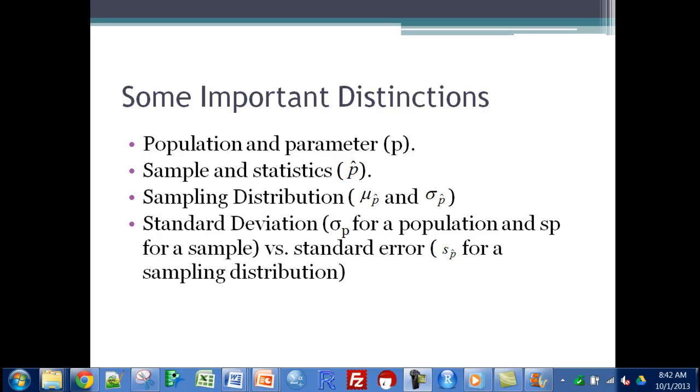To recap, let's look at some distinctions we've already made at the beginning and then some that we've added in this video. We've already distinguished between populations and samples, between parameters and statistics. P is the population proportion, P hat is the sample proportion. Now we've added the sampling distribution, which is the distribution of a sample statistic, and it has a mean, the mean of the P hats, and a standard error, the standard error of the P hats.